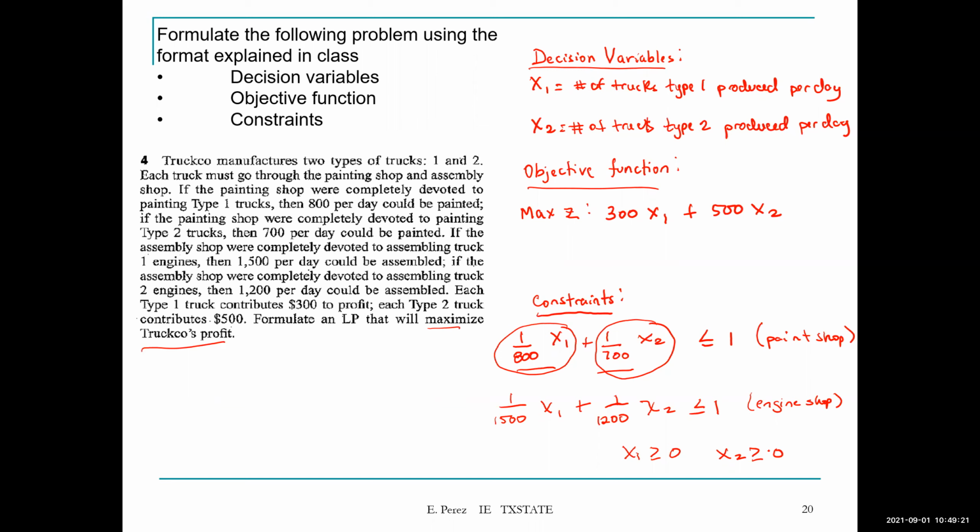This is the solution. This is the formulation. Not the solution for the problem, but the solution for the exercise. Yes, this is what you want to upload. Why do we put the constraint less than or equal to 1? If we want to maximize it, we need it to be 1.